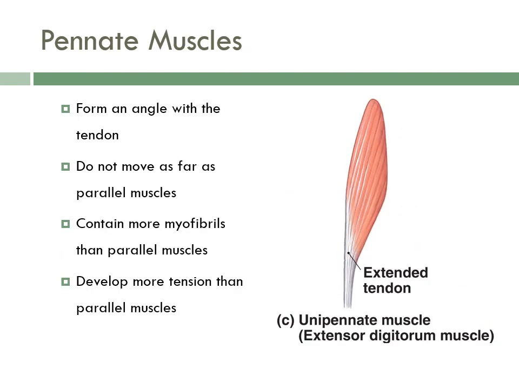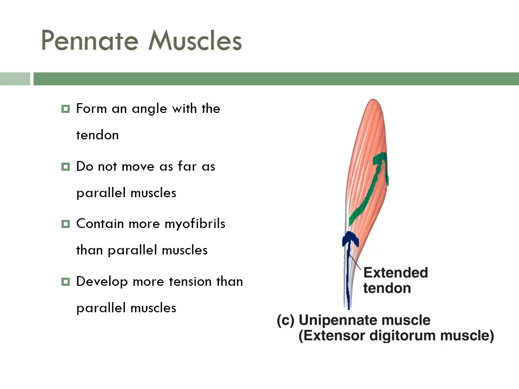Pennate muscles have fascicles that form an angle to the tendon. So here you can see the tendon is going straight up and down, but then the fascicles go off at an angle. If this was a parallel muscle, the fascicles would go straight up and be parallel with the tendon. But in a pennate muscle, the fascicles go off at an angle from the tendon.